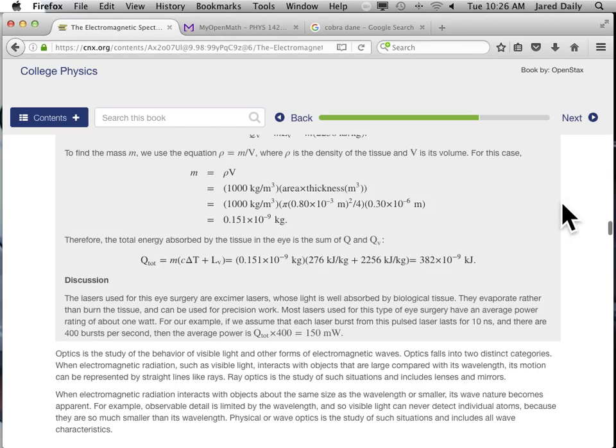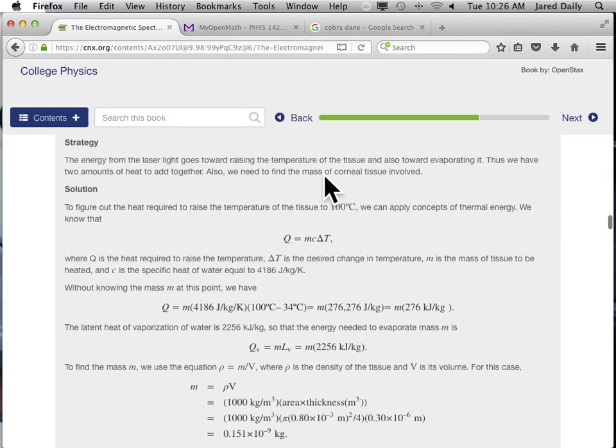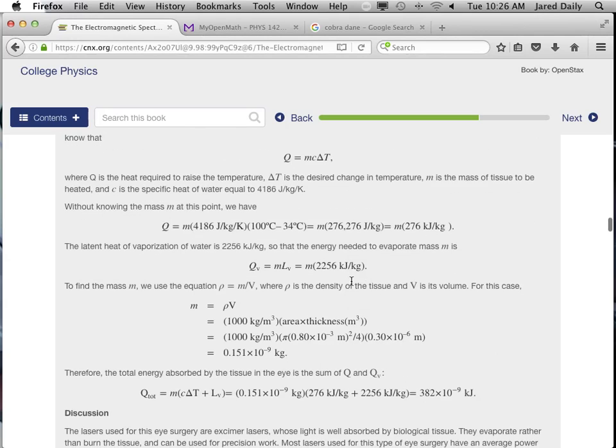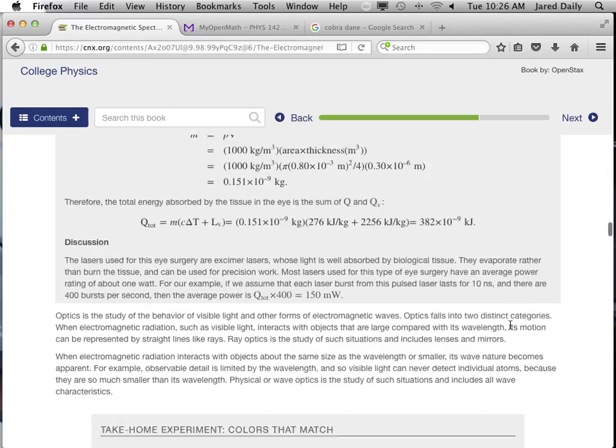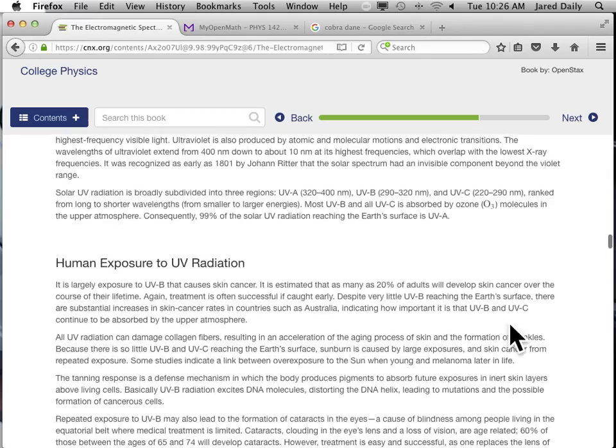Who wants eye surgery? So in this one, they're actually calculating how much energy is needed for that mc delta T, because it has to get to 100 degrees Celsius, a change in temperature. So you can use that information to calculate how much energy is needed, and then you use a certain amount of energy to evaporate that tissue as well, and so on and so forth. So it's an interesting problem, not one that I'll be doing the homework.